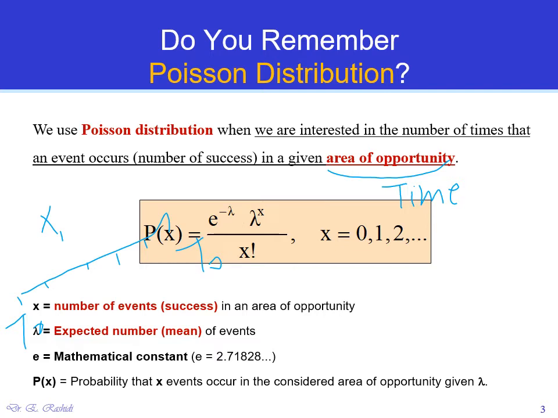Exponential distribution is the time interval between two successes or two events. So the time interval between each event that happens during time follows exponential distribution, and the number of events that happen in a given time follows Poisson distribution. This is how these two are related.